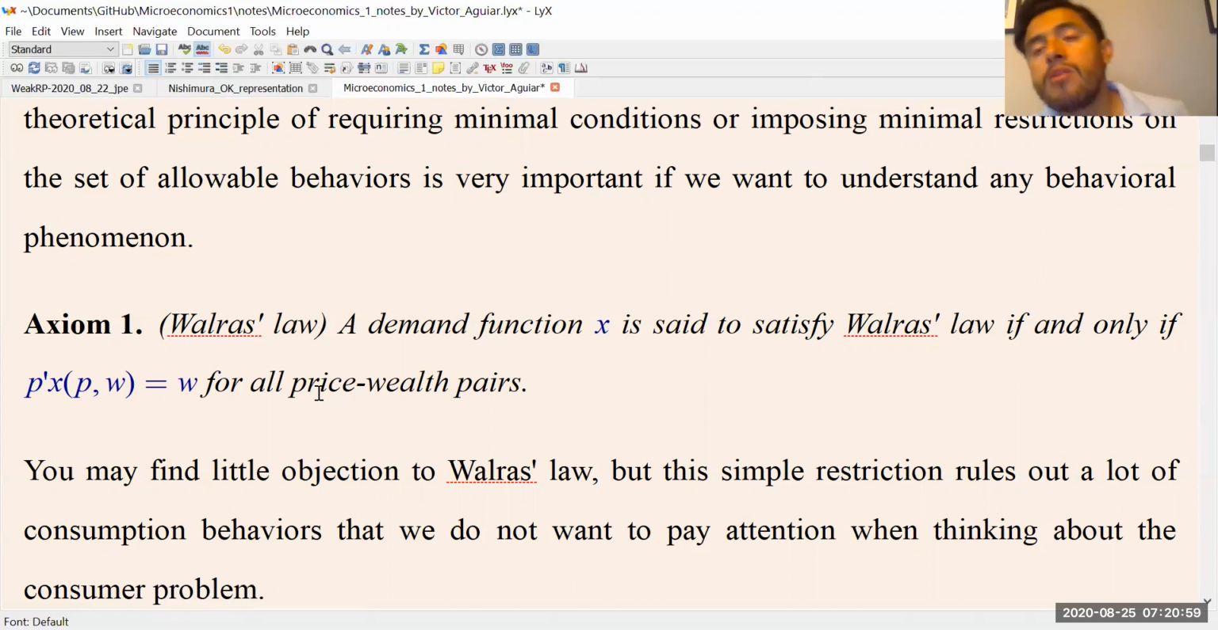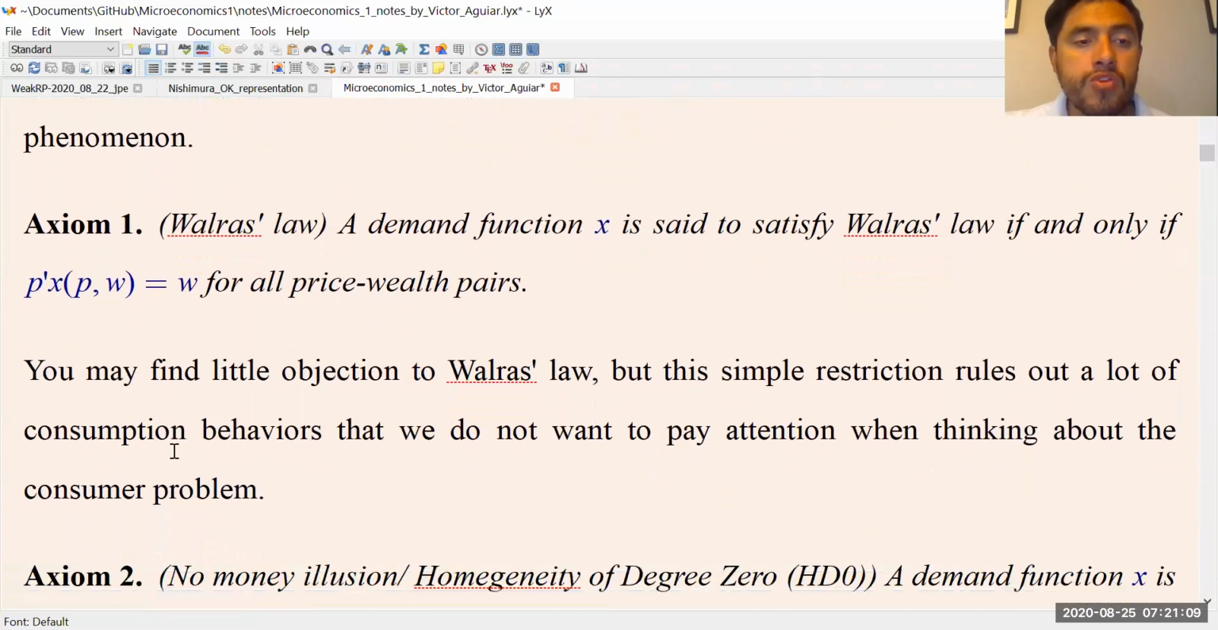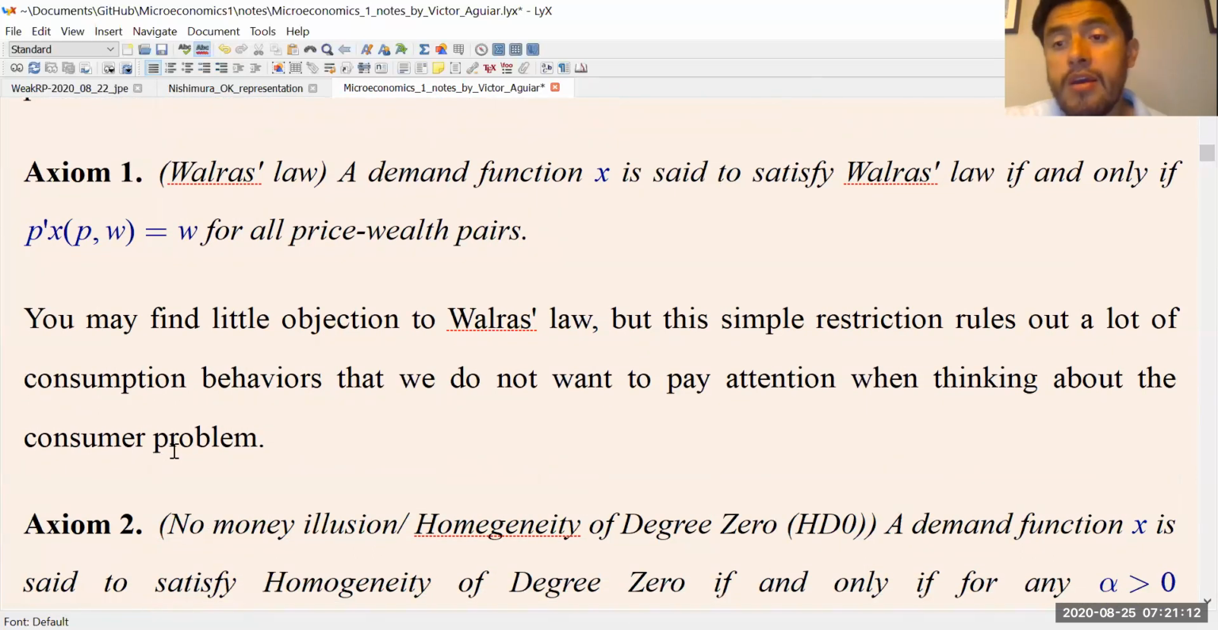So in a way, this Walras law is telling you that whatever they spend, I'm going to assume is the income, right? So this is a working assumption, and I'm happy with it. You may find little objection, but as I told you, this little simple restriction rules out a lot of consumption behaviors that we don't want to pay attention to when we think about the consumer problem. So this is a very first natural restriction that simplifies our life.